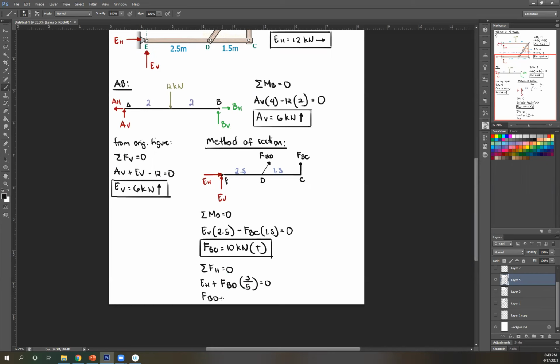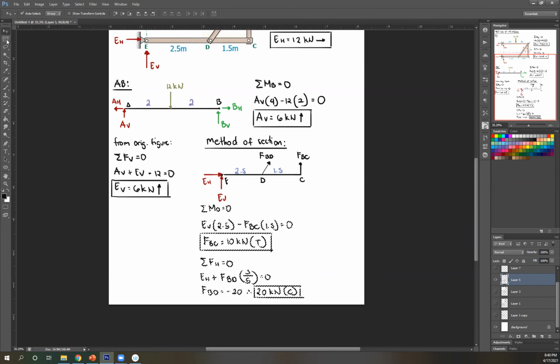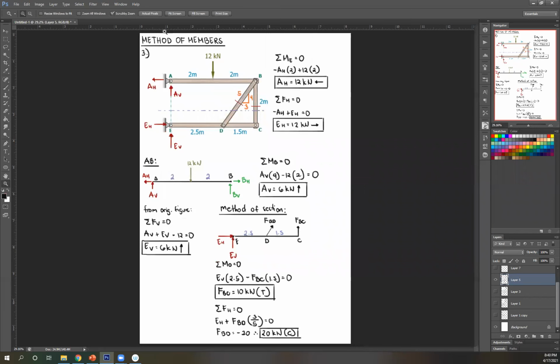Solving for FBD, you get negative 20. Therefore, it should be 20 kilonewton. Incorrect assumption of tension, it should be compression. And that is your final answer. All right. So now we're done with number 3. Since we're done, let's move on to number 4.